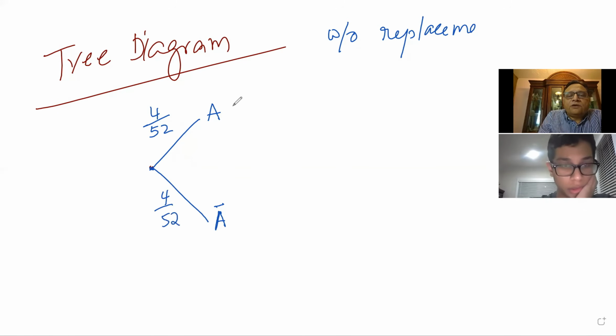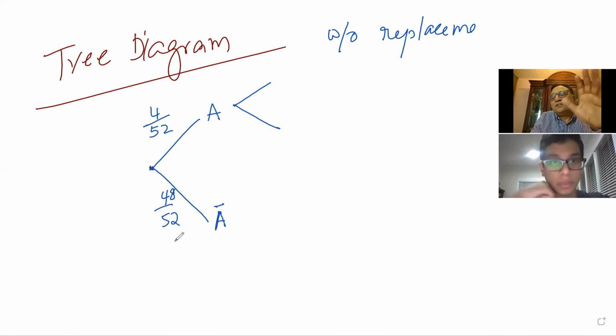Now again, we are trying to see what happens this time. If you have already drawn an ace, that means there are only 3 aces now left, right? So getting an ace, oh sorry, this is not 4 over 52, this is 52 minus 4, which is 48, right? Sorry. So getting an ace is 4 out of 52, but not getting an ace is 52 minus 4, right? So complement. So this actually gives you the complement.